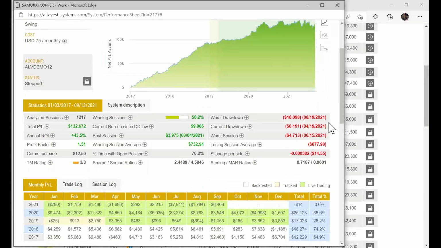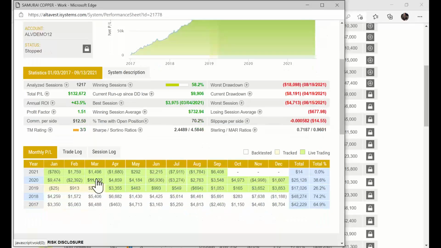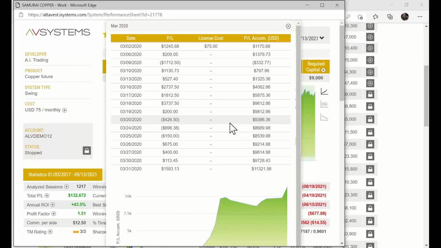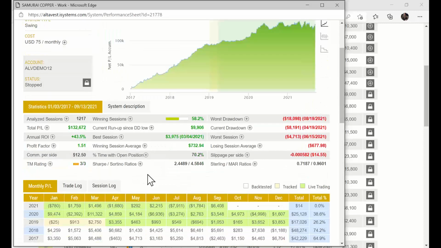But here's another example of March of last year, and even subsequent to March, when the market started to rally. Look at April and May. So you look at March here, it had a great, great month, even though the stock market was down 30% at one point in the month. So that's why we love these systems. It provides a good diversification opportunity.